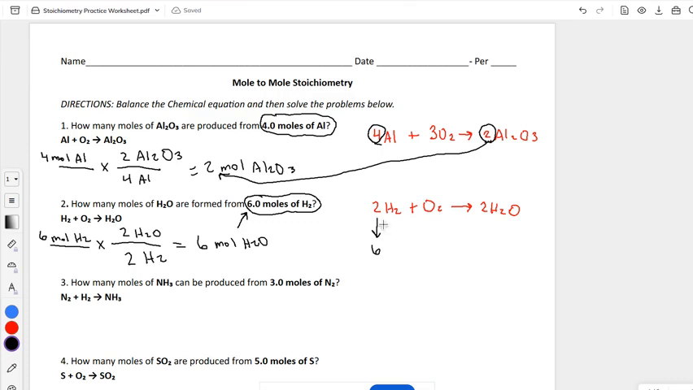To go from 2 to 6, you're going to multiply by 3 times 3. So to find out how much water, you also have to multiply times 3. So 2 times 3 is 6. You're going to get 6 moles, just like we got over here.